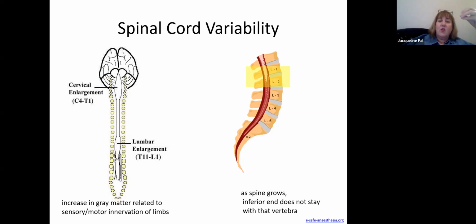So as the spine grows, the inferior end of the spinal cord does not stay with that vertebrae that it started with. However, it's not just floating in space there. There is a connection which is anchoring it down, which we will learn about shortly.